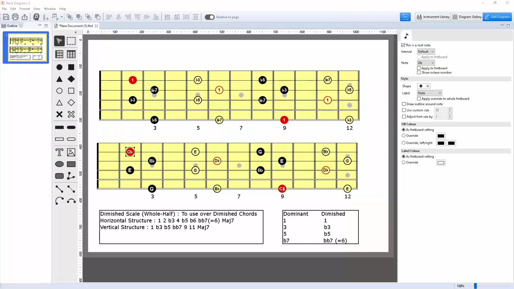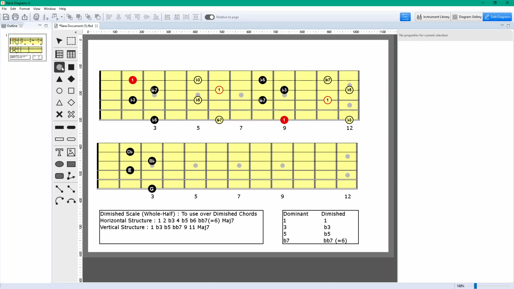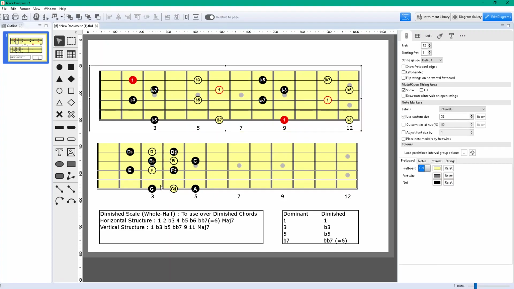So if we further look at what happens in terms of keys, what we end up noticing, let me make G the root note in this case. Well, actually, it doesn't really matter. So within these 4 frets, you have basically all 12 keys of diminished scales and arpeggios.